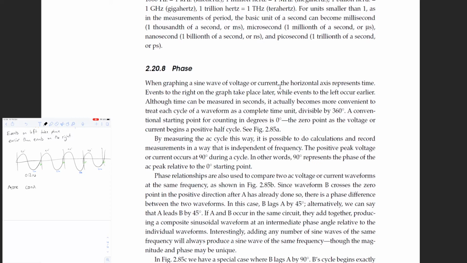It's a more convenient, more what? Can't spell. Convenient.